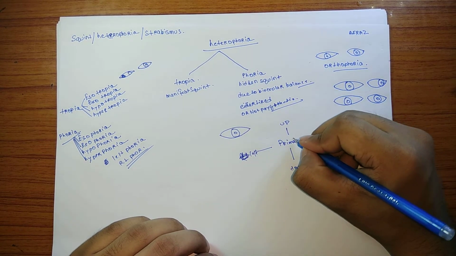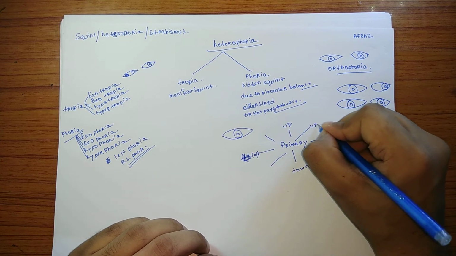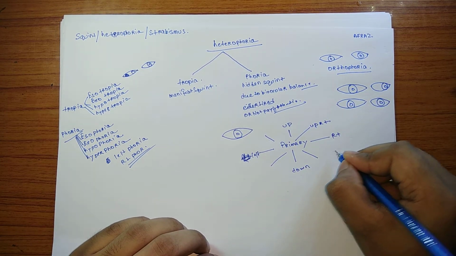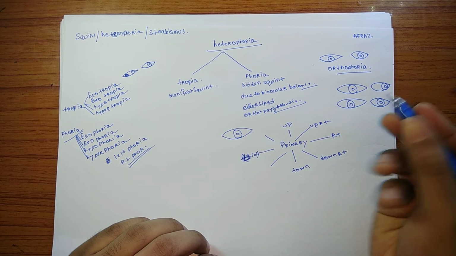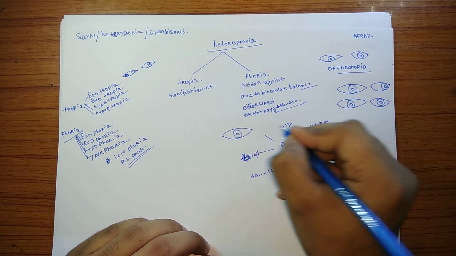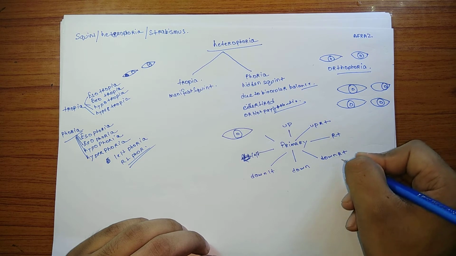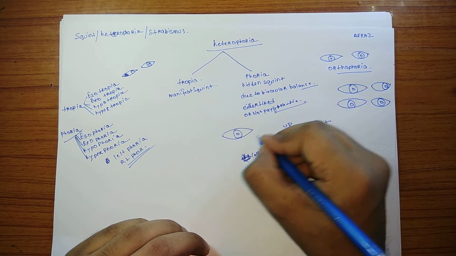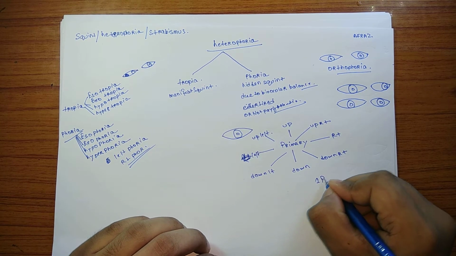Now you have tertiary gaze. We have up and right, down and right, down and left, and up and left. So we have one primary gaze.